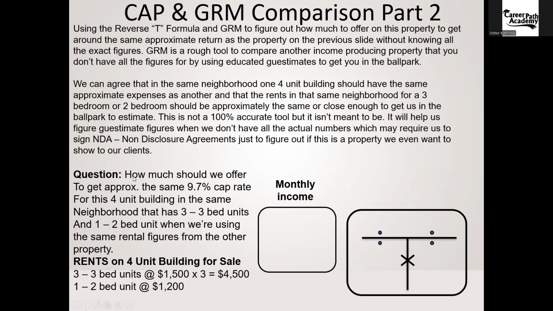this property. So the GRM is a rough tool to compare another income producing property that you don't have all the figures for by using an educated guesstimate to get you in the ballpark. Because if we got 2 properties in the same neighborhood that are two 4-unit buildings, the expenses should be approximately the same to keep up on them. And the incomes should be approximately the same as well.